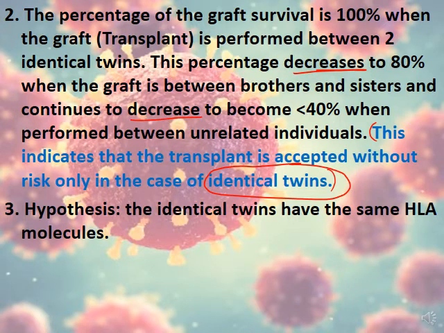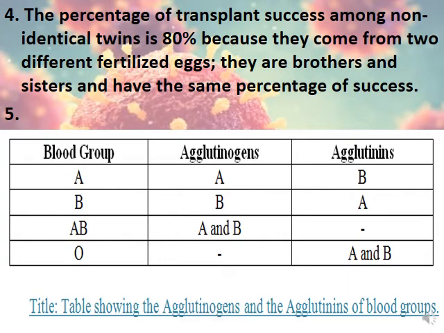Okay? Hypothesis: maybe the identical twins have the same HLA molecules. Moving to part 4, the percentage of graft success among non-identical twins is 80. Why? Because they come from 2 different fertilized eggs. They are brother and sister, so they have the same percentage of success.